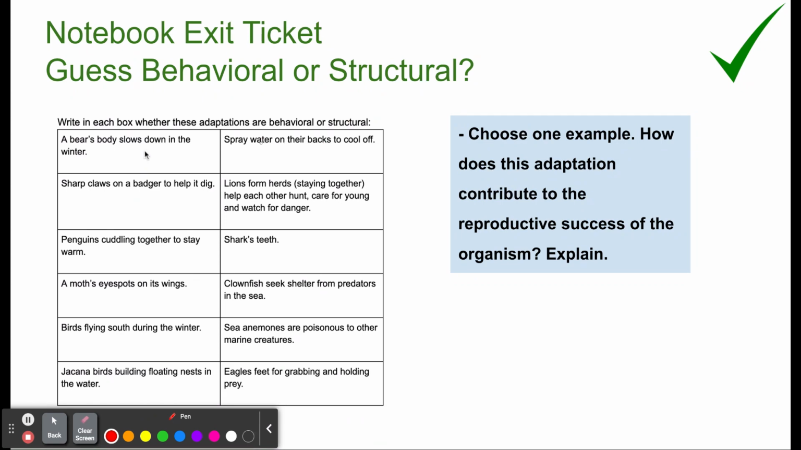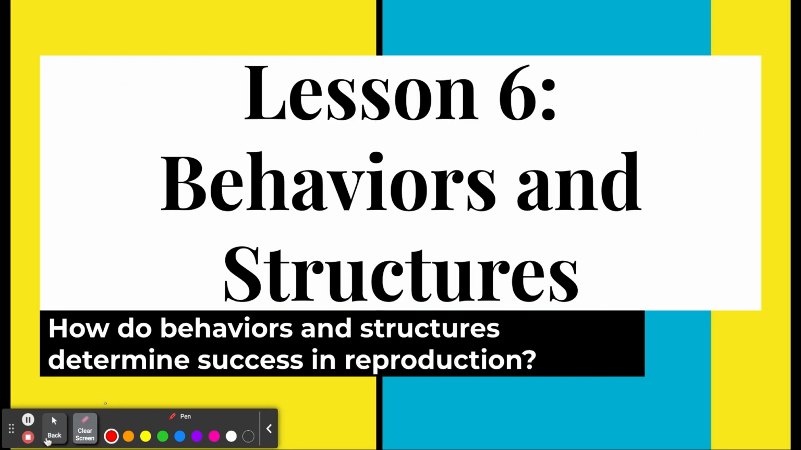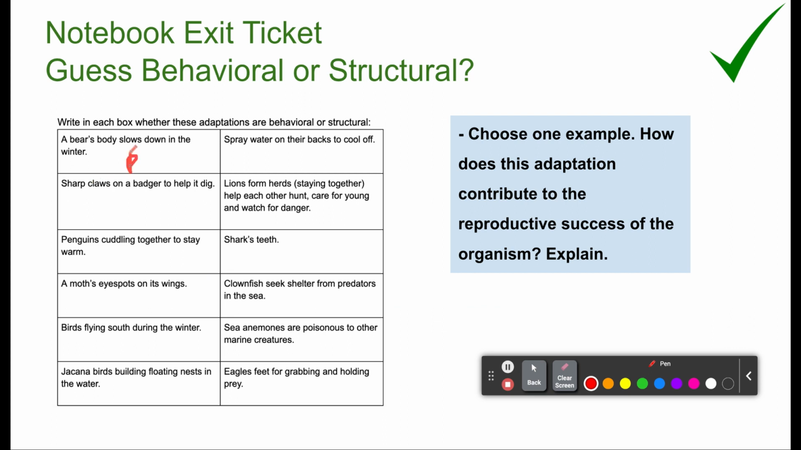A bear's body slows down in the winter. That is hibernation. One second, let me go back. All right, behavior. Sharp claws on a badger to help it dig. Think, is this something that's physical, sharp claws, or is that an action word? Is that something that the badger does? The sharp claws themselves are structural. If it said a badger digging for food or digging a hole in the ground, that would have been behavioral. But those sharp claws, structural.